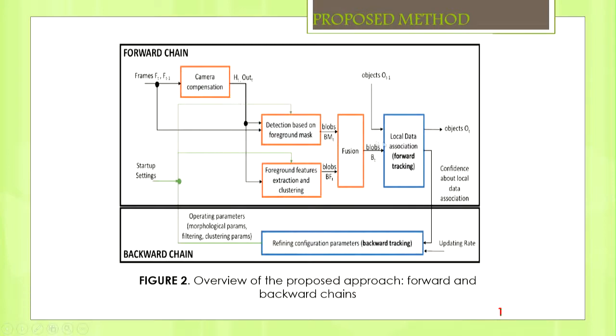In order to separate the ego motion from the movement of the objects, we exploit a primary camera compensation algorithm aiming at estimating the direction and the magnitude of the camera's movement between two consecutive frames. Thus, the two approaches, based respectively on the extraction of the foreground mask and the extraction of the salient points, are combined.